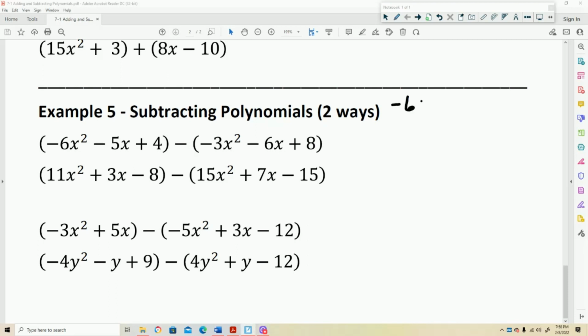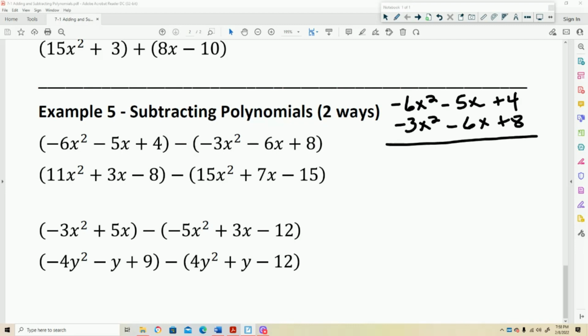Put the first one on top. So I got negative 6x squared minus 5x plus 4, okay? And I've got a negative 3x squared minus 6x plus 8. Okay, but instead of adding, we are subtracting. And when you subtract a negative, it becomes positive. So I think it's really best to take this and distribute that minus sign inside the parentheses and then add everything. Okay, so if we're going to subtract, we're just going to distribute this.